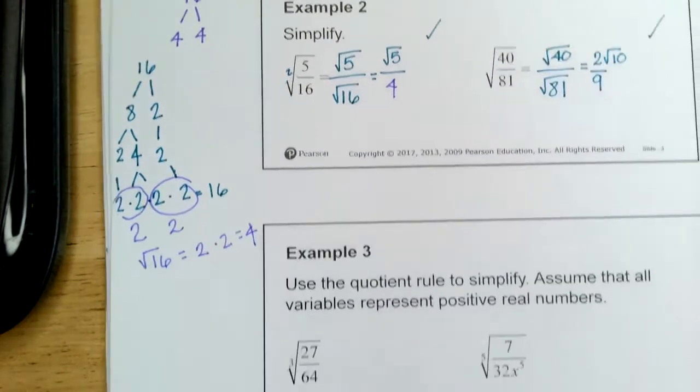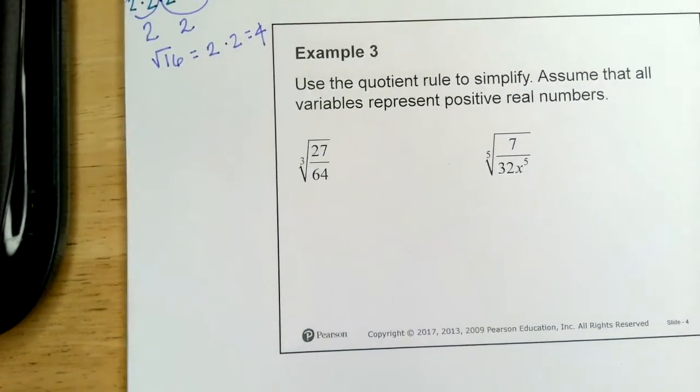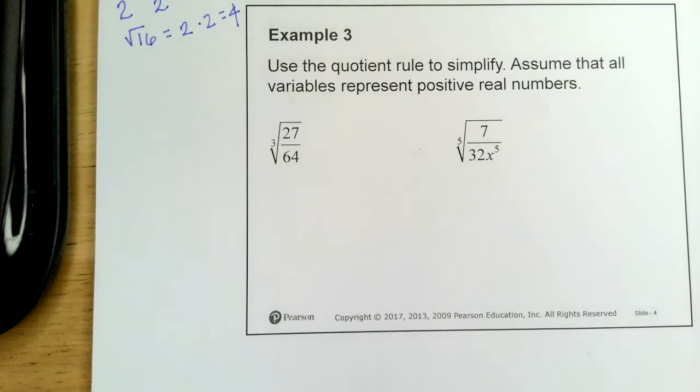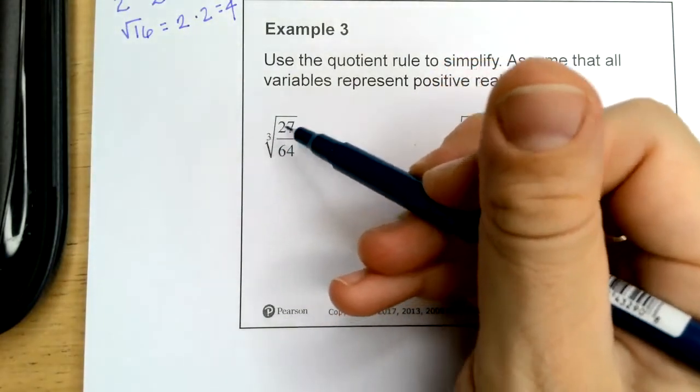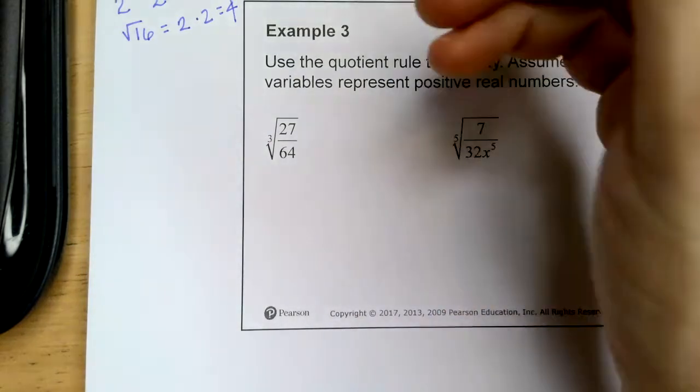Checked our answers. All right, so we're going to use this quotient rule to simplify the following examples. Assume that all the variables represent positive real numbers. So we have the cubed root. So now I'm looking for groups of 3. The cubed root of 27 over the cubed root of 64, right?